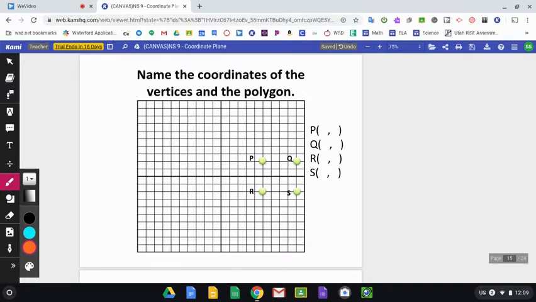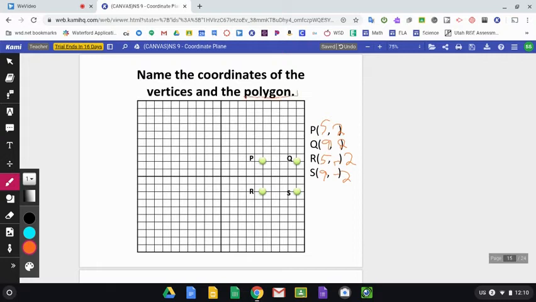Welcome back. Point Q is at +5, +2. Oh, that's point P. Just kidding. Point P is at +5, +2. Point Q is at +9, +2. Point R is at +5, -2. And point S is at +9, -2.